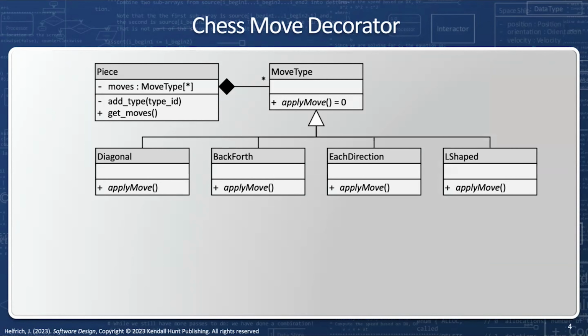I'm going to have an each direction like the king, and I'm going to have an L shape like the knight. I'm going to have an en passant, a normal, a double move, and then I'm also going to have some castling. So these are the different types of decorators I'm going to use.